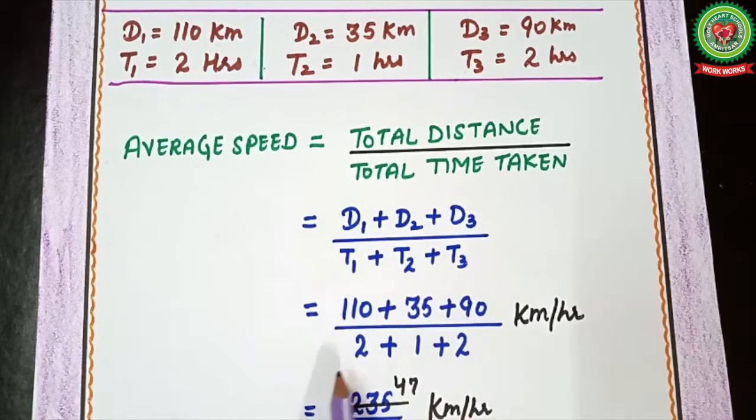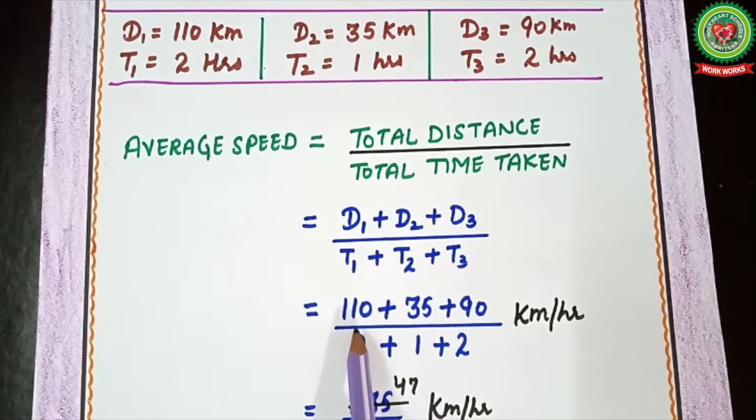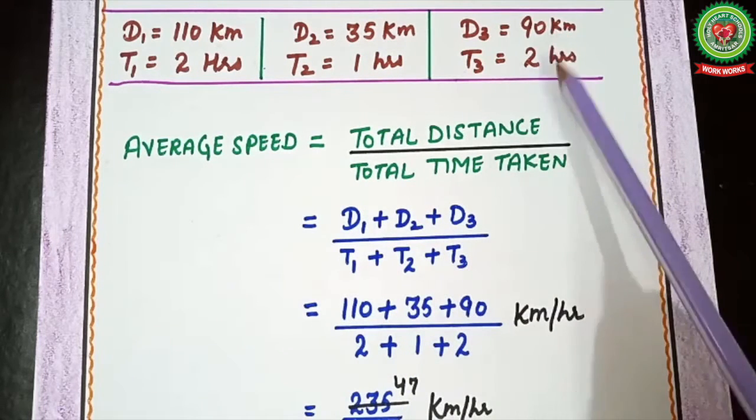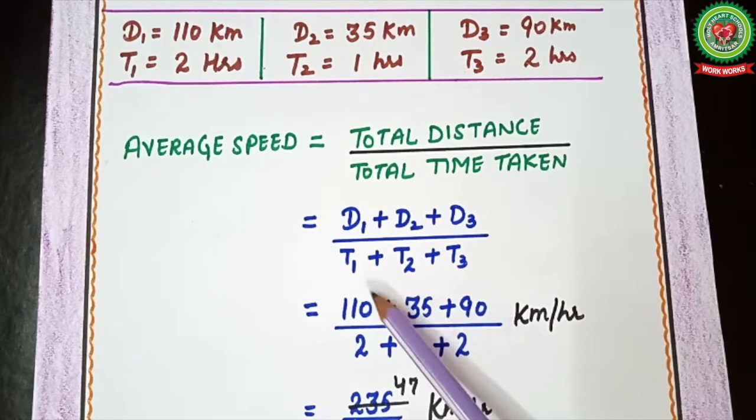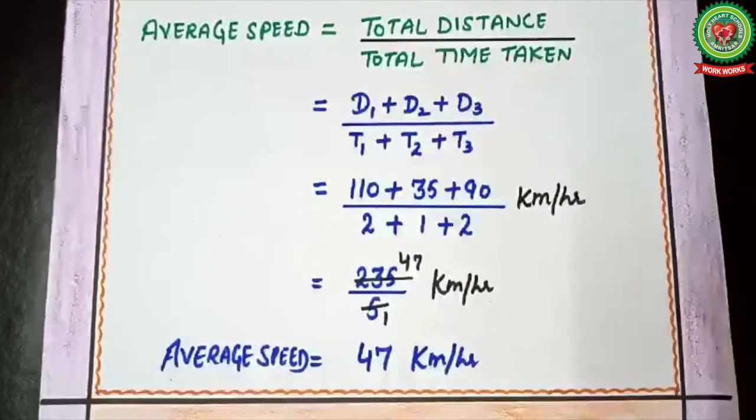Right? Now D1 will be 110 kilometers. So you will write here 110 plus D2 will be 35 plus D3 will be 90. Right? So now T1 will be 2, T2 will be 1 plus T3 will be 2. Alright. And the unit for the average speed will be kilometer per hour, so you have to write it side by side.